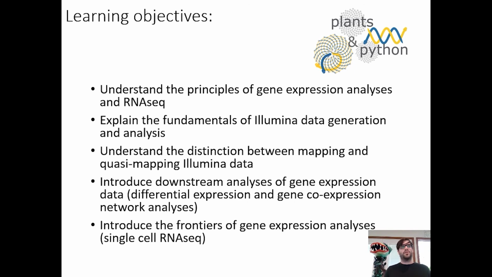So the learning objectives, what we should come out from this lecture with, is an understanding of the general principles of gene expression analysis in RNAseq, the fundamentals of Illumina sequencing, how the data is generated, how it's analyzed, and understanding the distinction between mapping and quasi-mapping or pseudo-alignment of Illumina data, the benefits, and how each of these can be used in downstream analyses. I also wanted to provide a brief introduction of the types of downstream analyses that we can do.